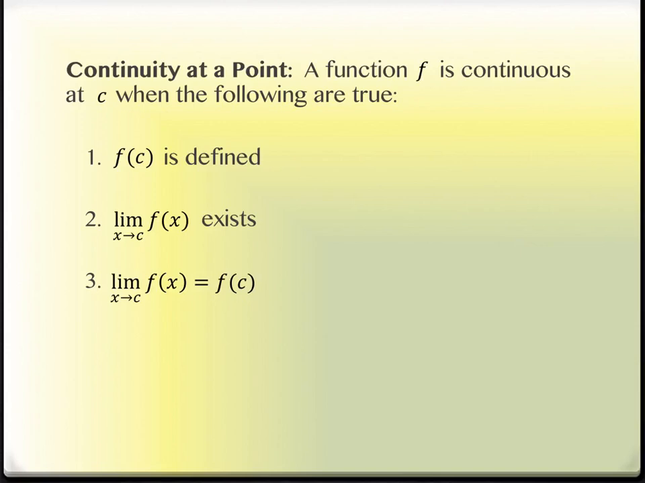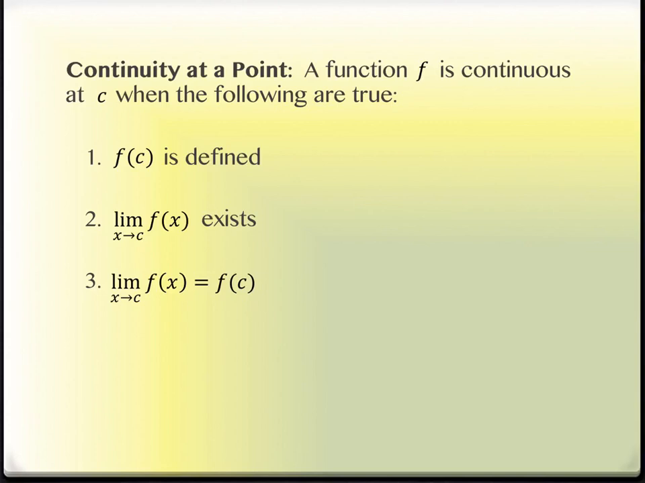So this says that a function f is continuous at a specific point c as long as the following are true. The first one, f of c is defined. Right? There's not a hole. There's not an asymptote. We don't have any jump in the graph kind of thing with holes on both ends. It's defined. The second one is that the limit exists.